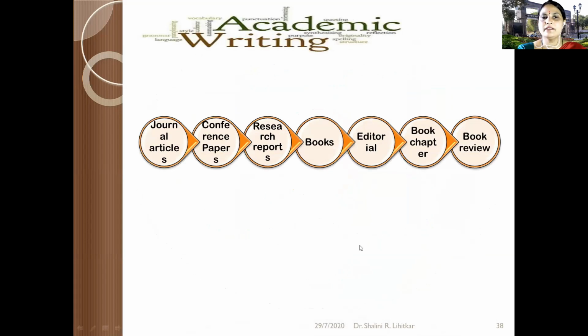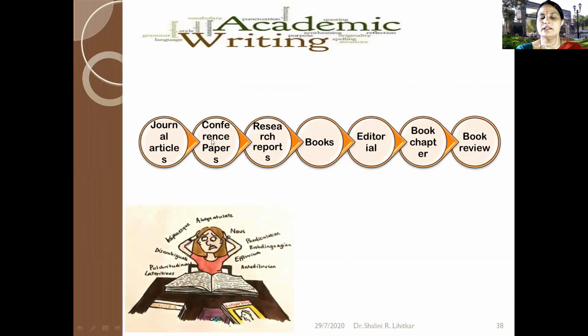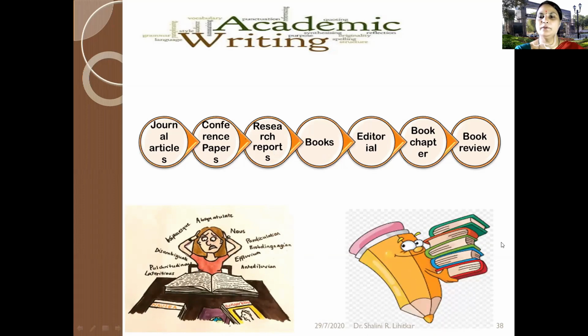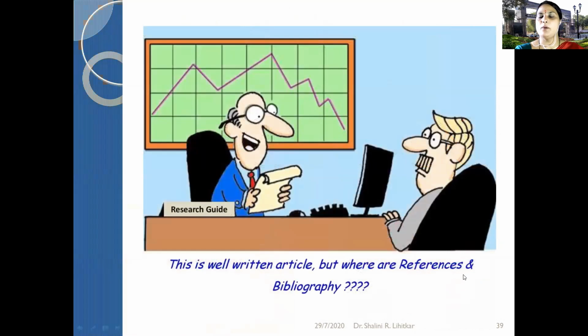So for academic writing, we are using journal articles, we are also writing conference papers, reports, research reports, books, editorials, book chapters, and book reviews. And for this, we are using different types of resources from our library. And if you are not providing the proper citation, then you may be caught in plagiarism.